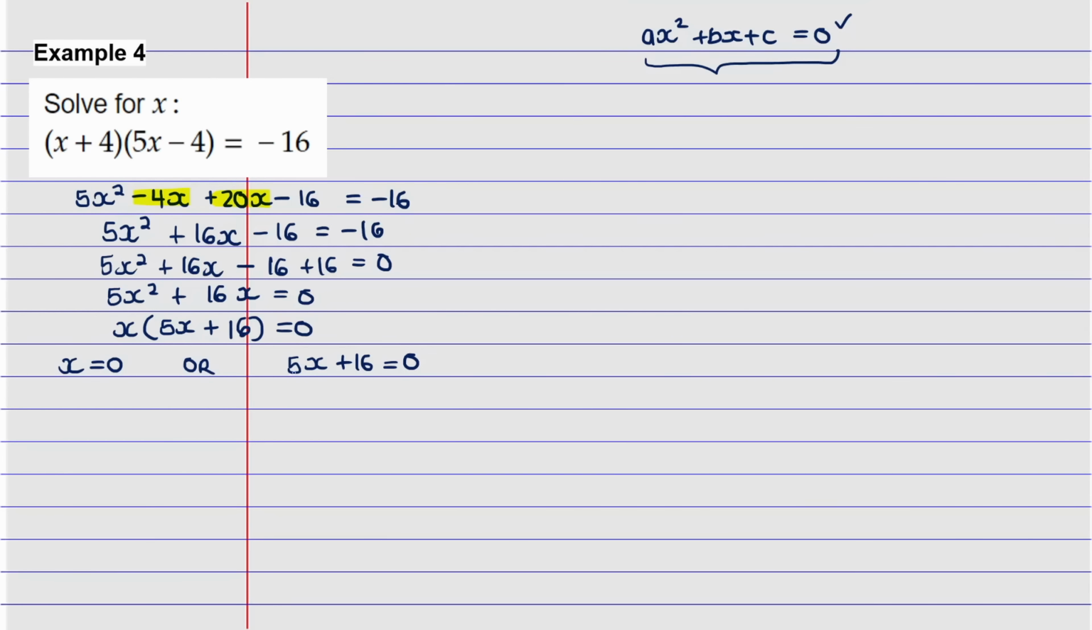We're going to take the 16 to the other side. So it's going to be 5x equals negative 16. Divide both sides by 5, right? So 5x divided by 5 is equal to negative 16 divided by 5. The 5s are going to cancel out here. So therefore, x is going to be equal to negative 16 divided by 5. So that's how you would solve this question.